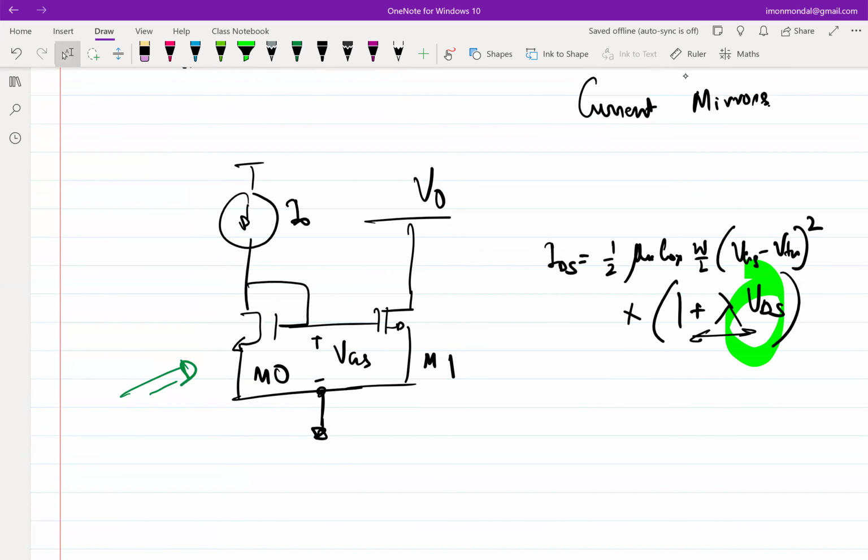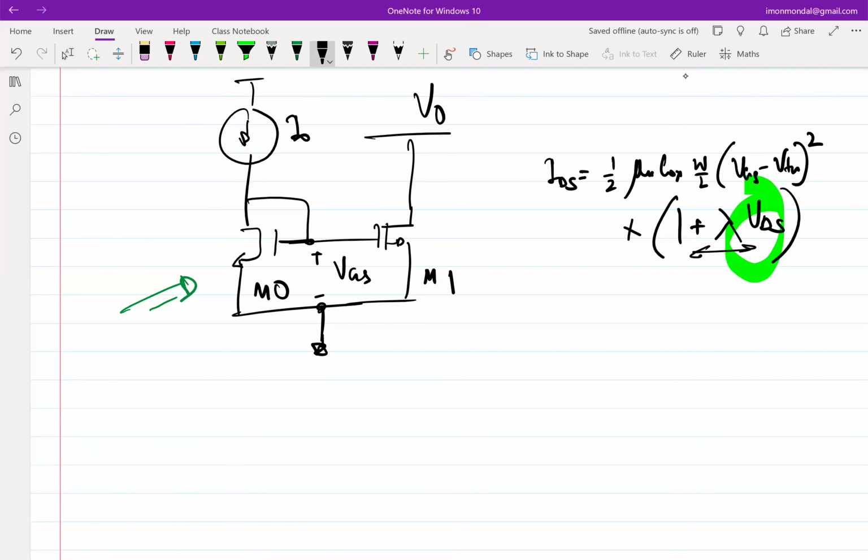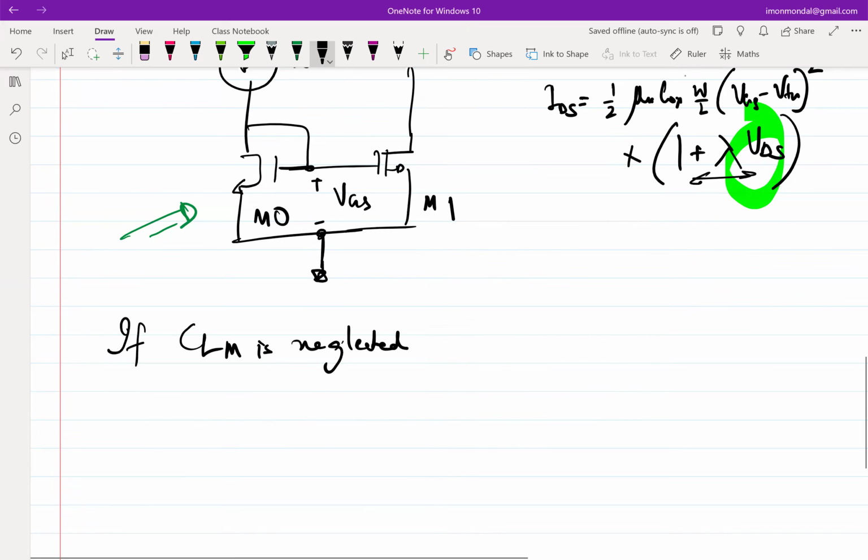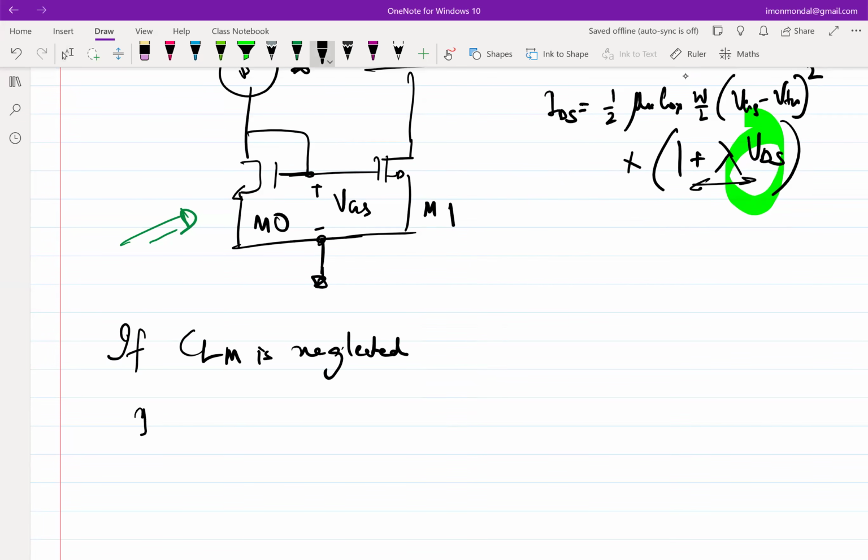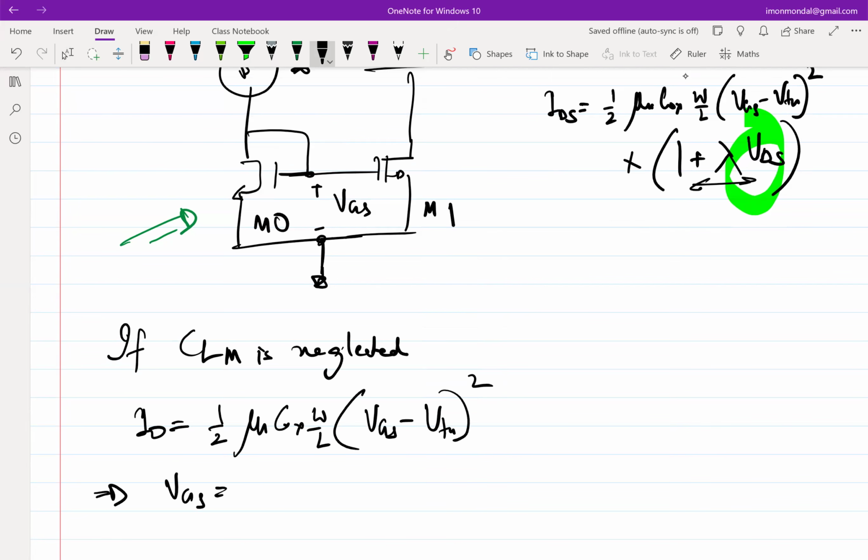So in this case, if I now consider what is the VGS that is getting developed, let's say in the absence of, if CLM is neglected, the equation that I had to solve was I0 is equal to half mu n Cox W by L (VGS minus threshold voltage) whole square. And this would have led to VGS is equal to threshold voltage plus overdrive.